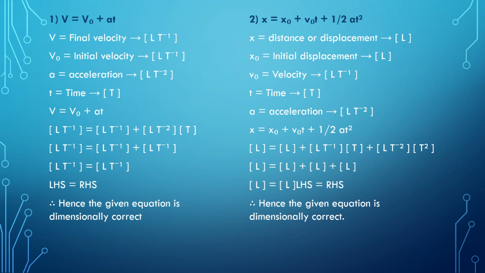So all the time will get cancelled, and the remaining is L is equal to L plus L plus L. Then L is equal to L, that is LHS is equal to RHS. Hence the given equation is dimensionally correct.